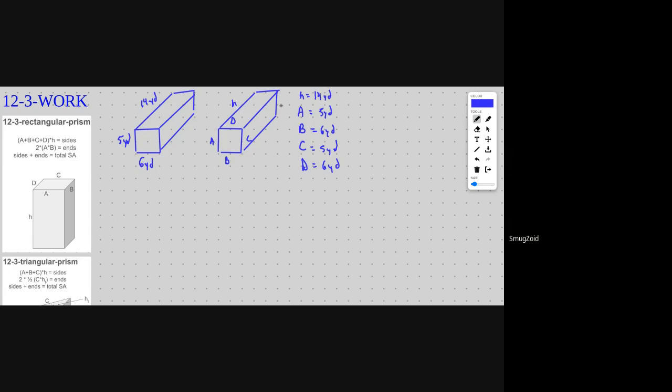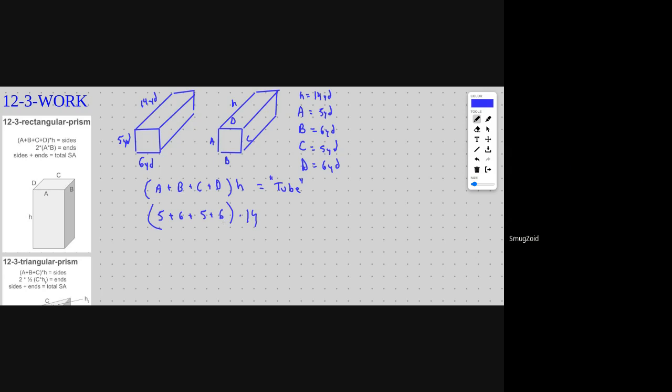So let's start off with using this first formula. A plus B plus C plus D times my height will give me the sides, or I can call it the tube. I like to call it the tube. It's the long shafted part of the whole entire thing, right? So I put this together. I go 5 plus 6 plus 5 plus 6, and I'm going to multiply it by my H. In this case, it would be 14, right?